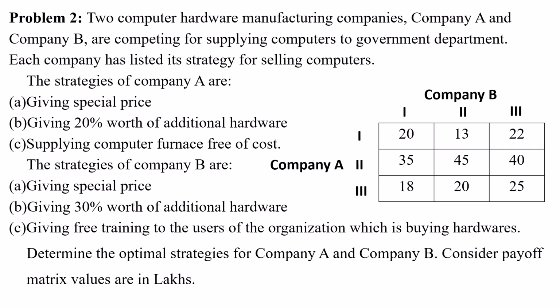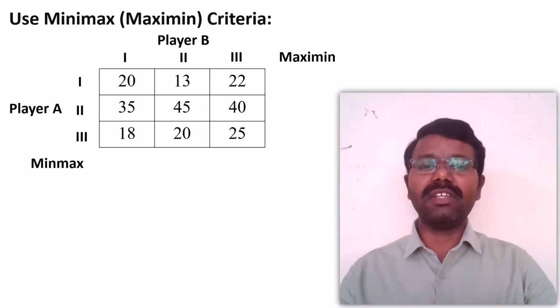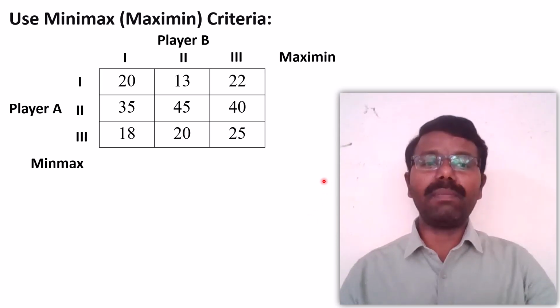We will apply the maximin principle. So we will be taking the payoff matrix. Player A and player B are given here. First we will calculate the maximin value.